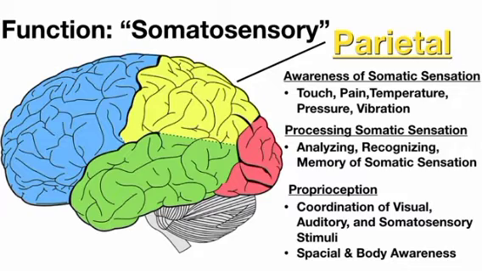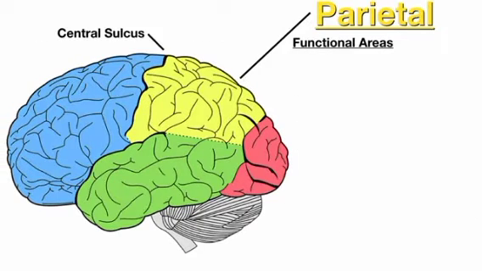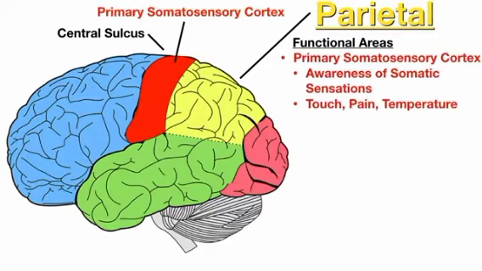Just like what we saw with the frontal lobe, there are specific cortical areas within the parietal lobe that correlate with these functions, and we're going to talk about those now. Let's use the central sulcus as our starting point again. Well, if we move just posterior to the central sulcus, we hit an important gyrus called the postcentral gyrus. This is the anatomical name, and the functional name is the primary somatosensory cortex.